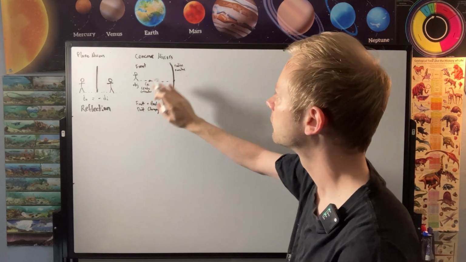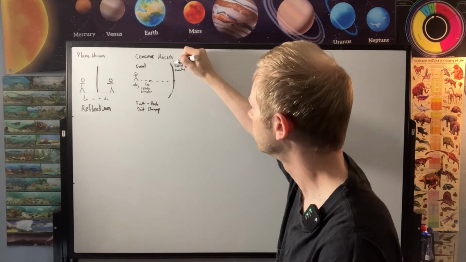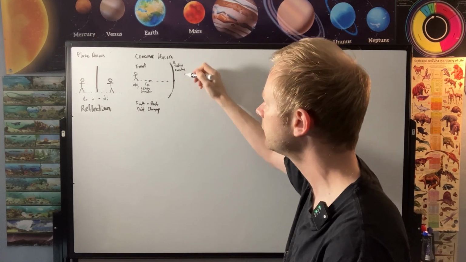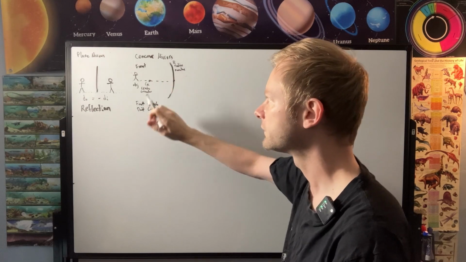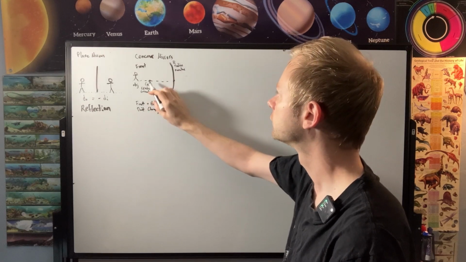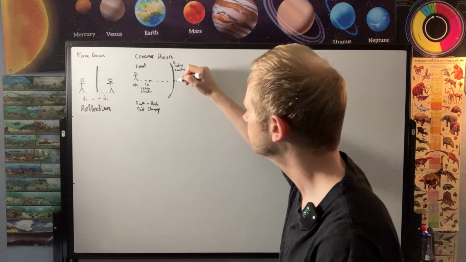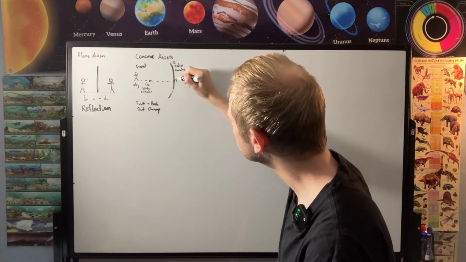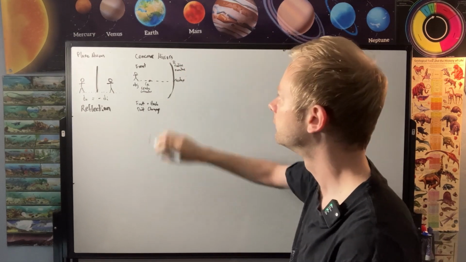And these can get confusing sometimes. Usually this is labeled as an R, like a capital R for the radius of curvature, and usually this is just labeled as a C for the center of curvature. So those are those points. And then over here we have the middle, which is actually going to be called the vertex of the mirror.